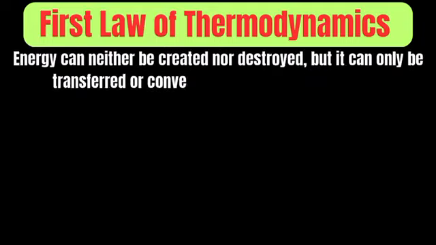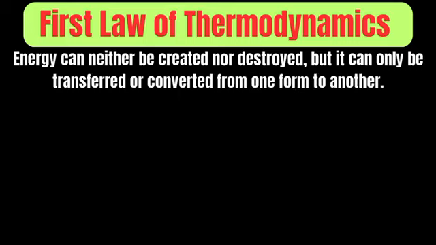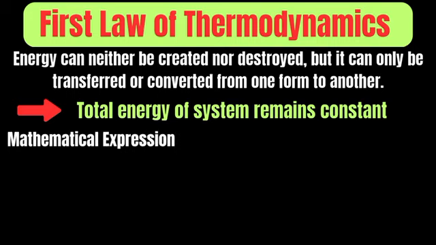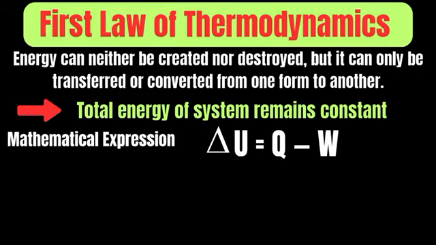Now let's move towards the first law of thermodynamics, also known as the law of conservation of energy. It states that energy can neither be created nor destroyed, but it can only be transferred or converted from one form to another. This simply means that the total energy of a system remains constant. If a system gains energy, it must have come from somewhere, and if it loses energy, it must have gone somewhere else. The mathematical expression of the first law of thermodynamics is delta U is equal to Q minus W.